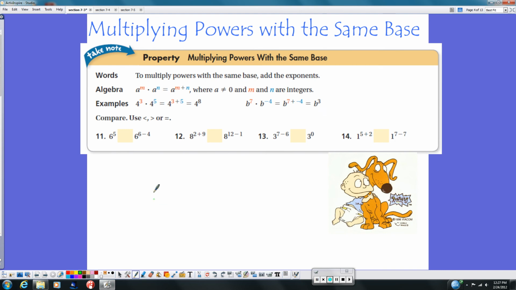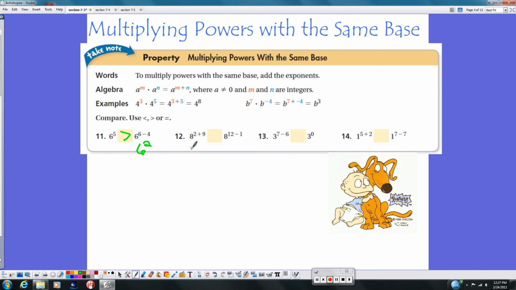Let's compare using greater than, less than, or equal to. So here we have 6 to the fifth. Nothing that we need to do there. Here we have 6 to the 6 minus 4. Well, 6 minus 4 is going to be 6 to the second, so which one's going to be bigger? Well, 5 6's would be bigger.